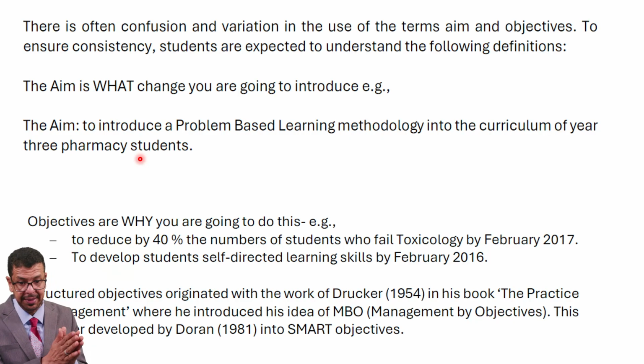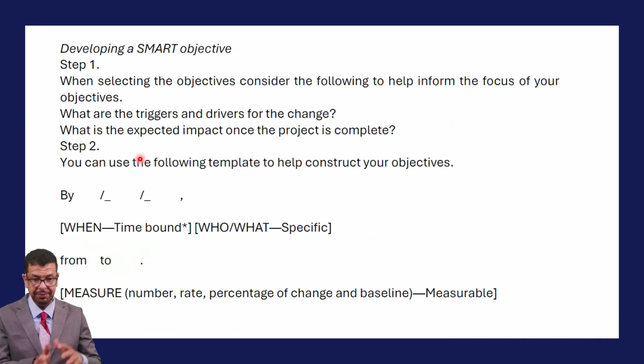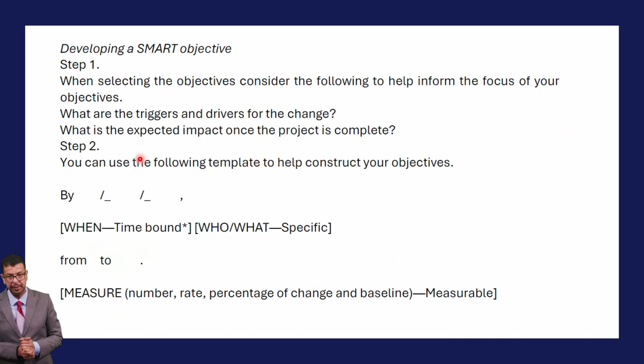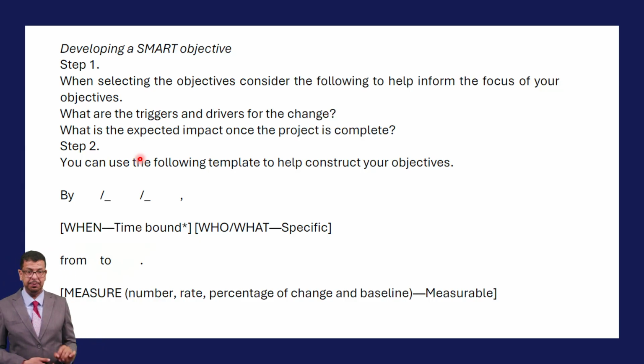As you can see here on the screen, there are dates in terms of month and year. So let's dive more into the objective. The objective should be SMART, and SMART here stands for specific, measurable, attainable, realistic, and time-bounded.